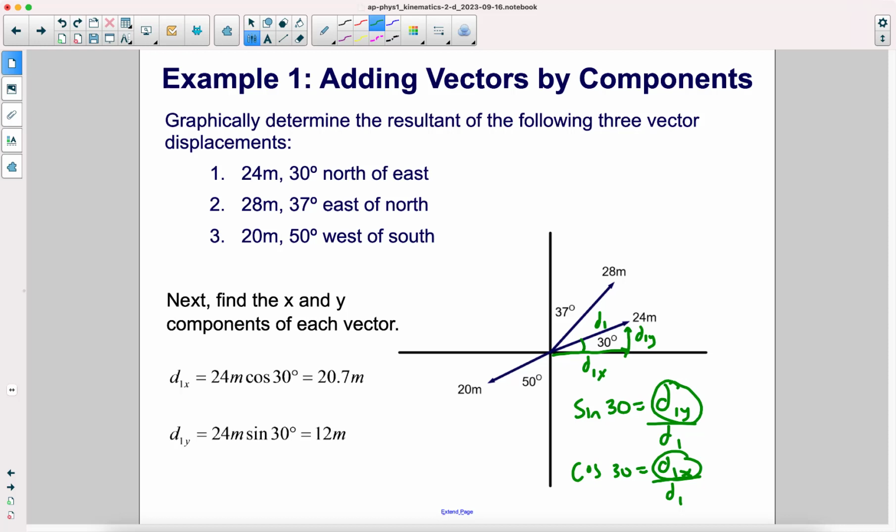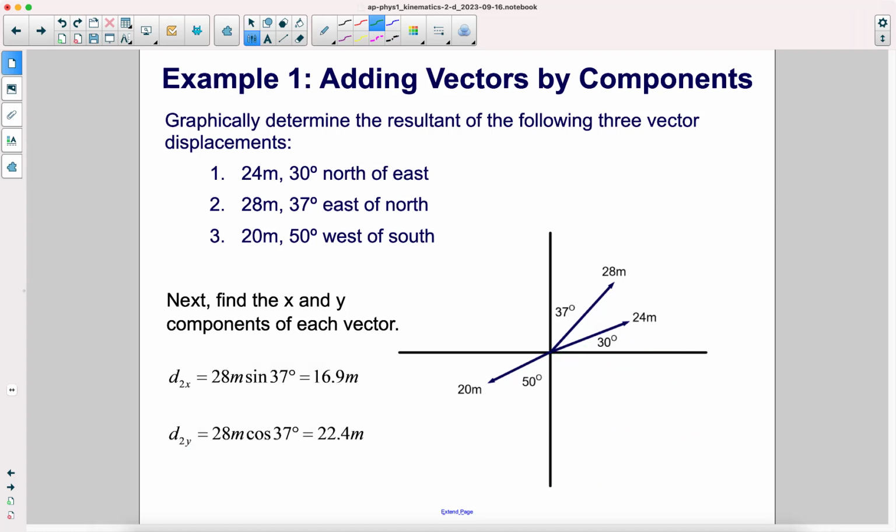So we can rearrange this to solve for the y component and the x component. See, if we multiply both sides here by d1, the hypotenuse, it cancels out, and we get d1y equals the hypotenuse, 24 meters, times sine 30. That gives us 12 meters for our y component. For our x component, we're going to multiply both sides by d1, cancels out over there. Therefore, the x component is going to be the hypotenuse times cosine 30, which is 20.7.